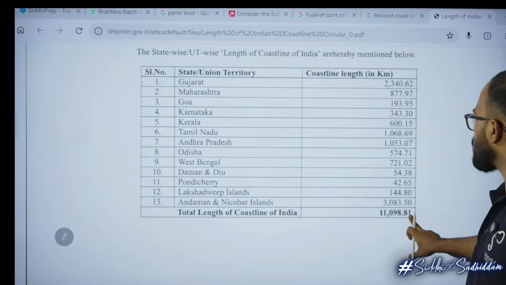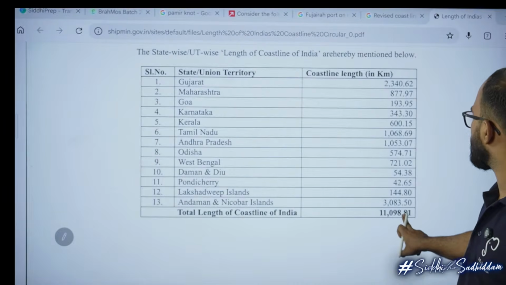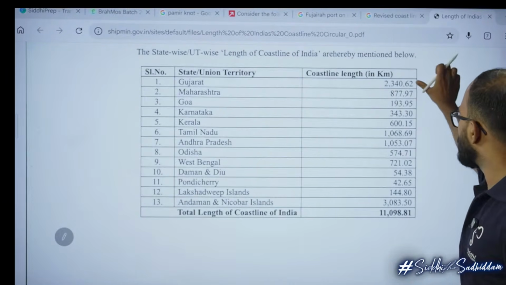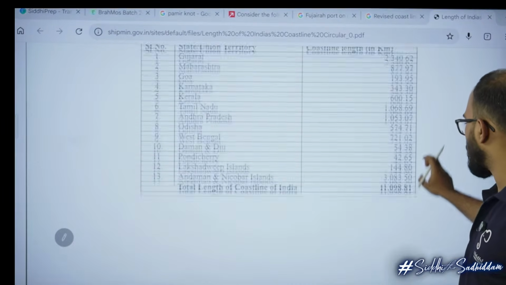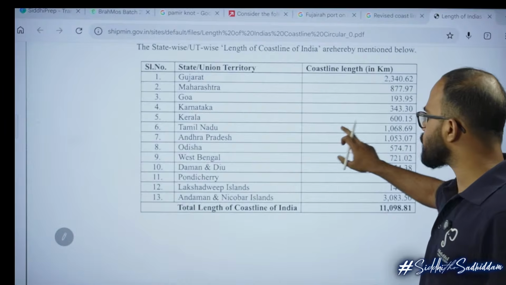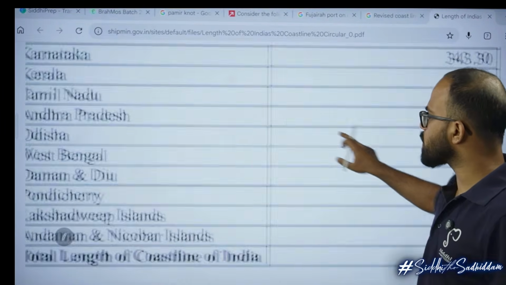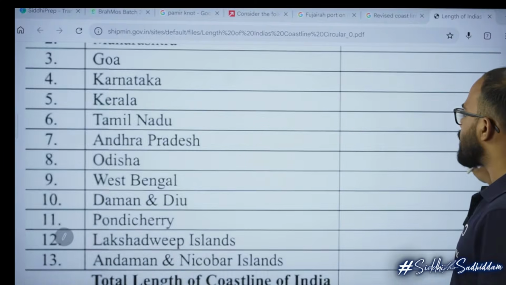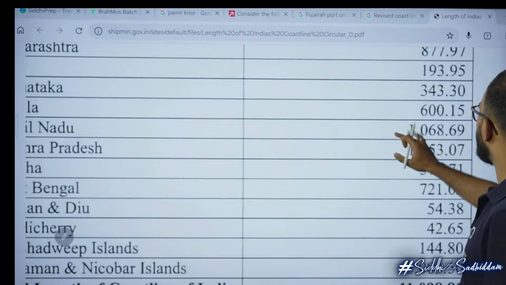Okay. So 11,098 kilometers is the length of the coastline, and the state with the longest coastline is Gujarat. From the Union Territories point of view, Andaman Nicobar has the longest coastline, and second longest coastline, please update this also. We made this mistake yesterday. Tamil Nadu, the length of coastline is 1068. Andhra Pradesh, it is 1053.